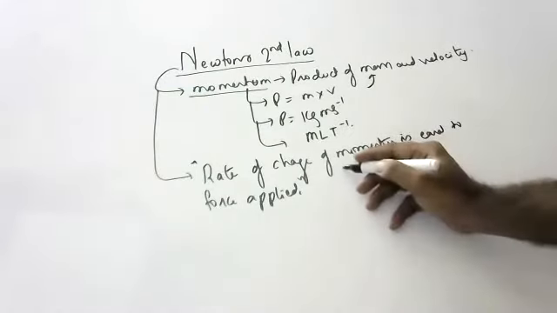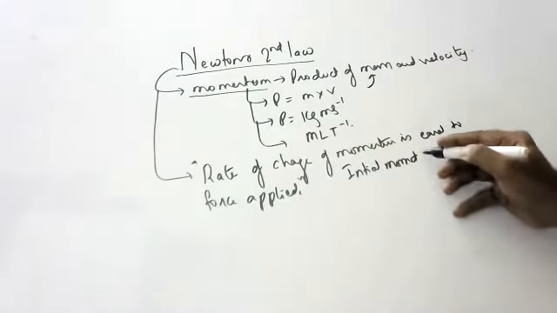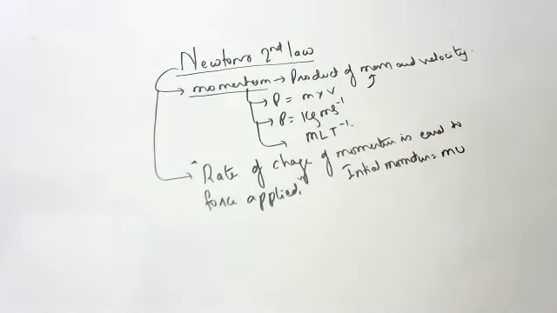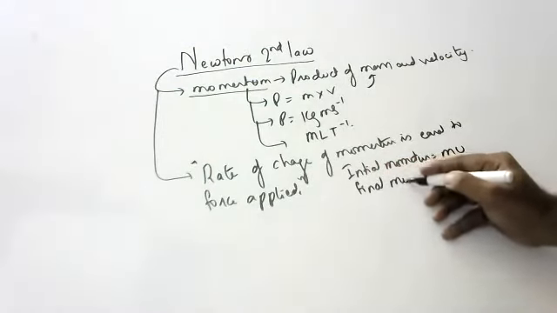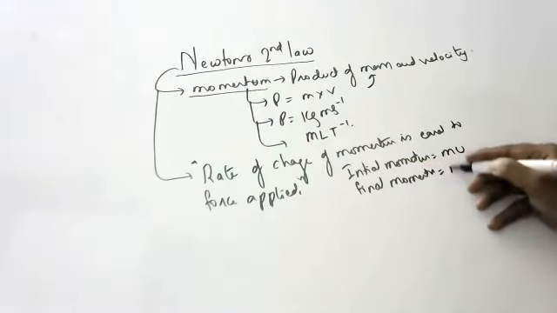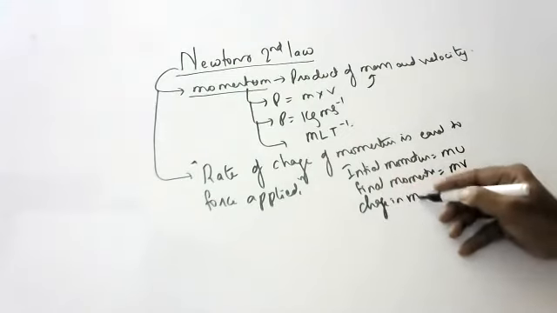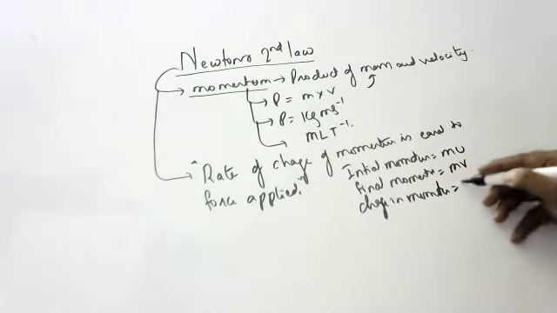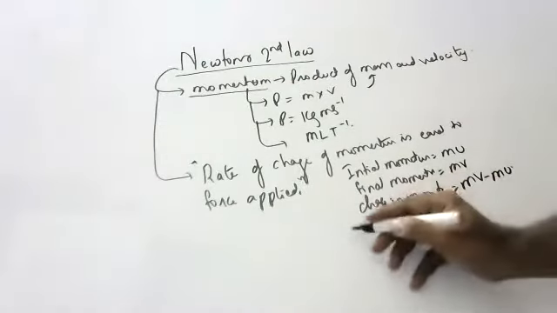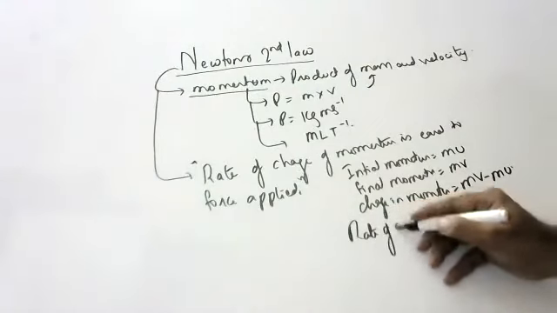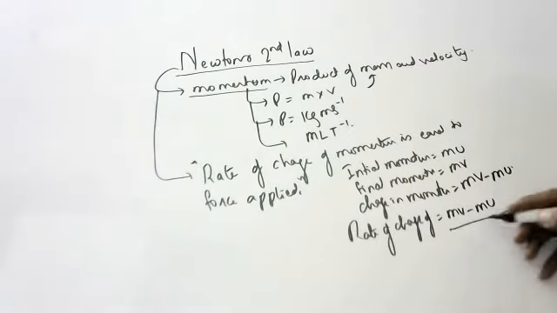Change of momentum means, suppose initially the body is moving with initial momentum, mass into initial velocity, mu. Then after some time, the final momentum of the body is mass into final velocity, mv. Change in momentum is mv minus mu. Rate of change of momentum means mv minus mu by t.